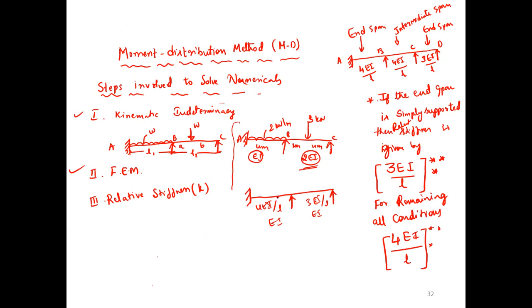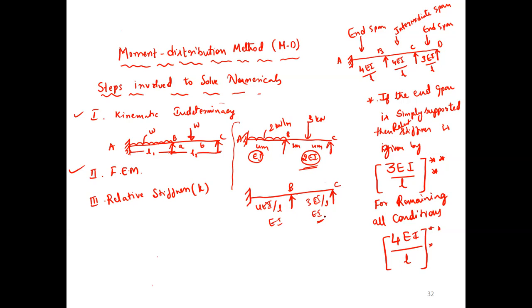Finally, we require K. K of the B joint is nothing but KBA plus KBC. So EI plus EI is 2EI. What is the relative stiffness of joint B? That is BA plus BC, which is 2EI. What is the relative stiffness of joint C? Only CB, so only EI. These are the MCQs you may expect.